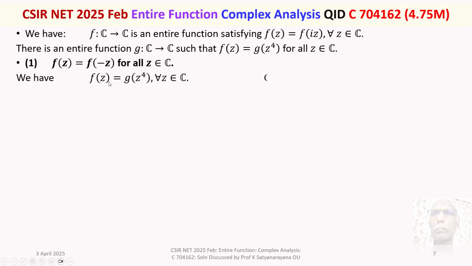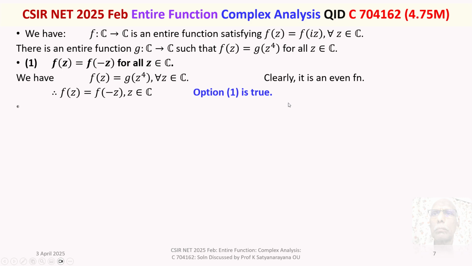We have f of z is equal to g of z to the power of 4 for all z belongs to C. Clearly it is an even function. Therefore f of z is equal to f of minus z for all z belongs to C, and thus option 1 is true. Option 2: f prime at 0 is equal to f double prime at 0, f triple prime at 0 is equal to 0.